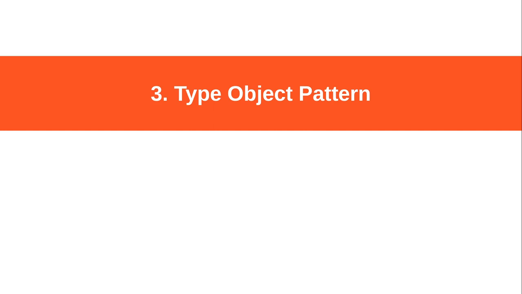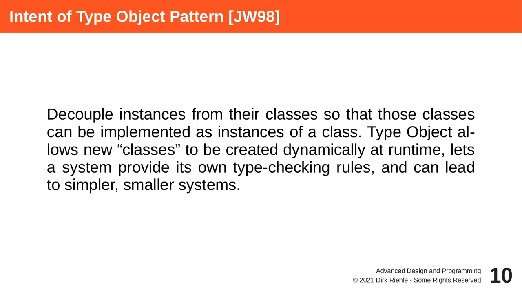So as already indicated, underlying this second, better runtime design is the so-called type object pattern. That's a design pattern, and it has the following intent: to separate or decouple the instances of classes from these classes, so that you can turn those classes into objects themselves, meaning these classes are class objects that are themselves runtime objects of some other class. And that other class would be the type object class. Type object therefore allows new classes to be created dynamically. We are just instantiating the type object class to get a new class object.